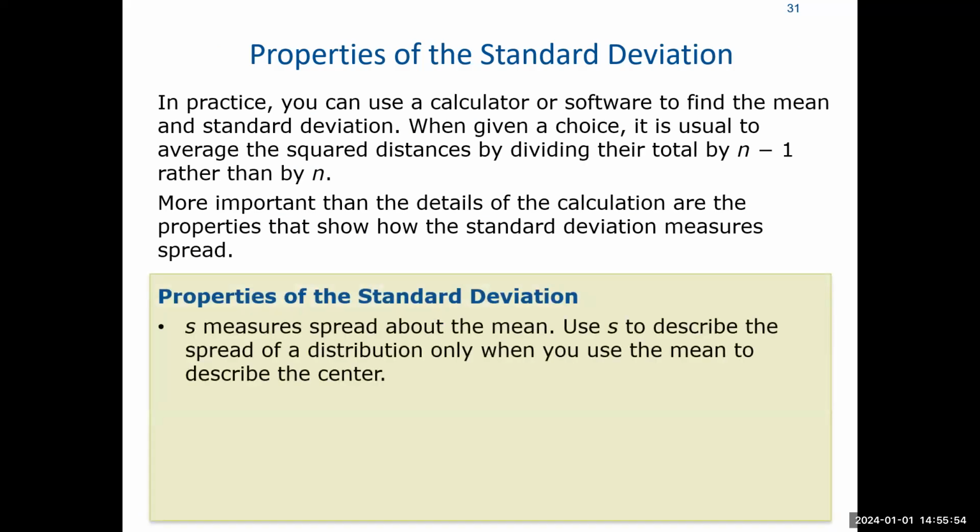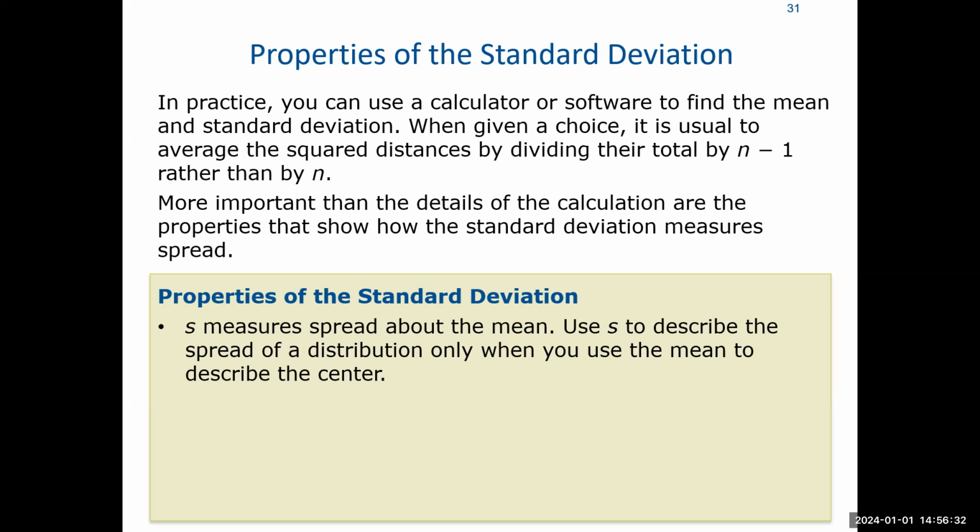Okay, some properties about the standard deviation. Actually, some additional information. Some of you may be wondering, why are we dividing by n minus 1 here? It says when given a choice, it is usual to average the squared distances by dividing their total by n minus 1 rather than by n. This is because we need to draw some kind of distinction between the sample and the parameter. That's one popular opinion that is offered. So we use n minus 1 when we compute the sample standard deviation versus n with the population.